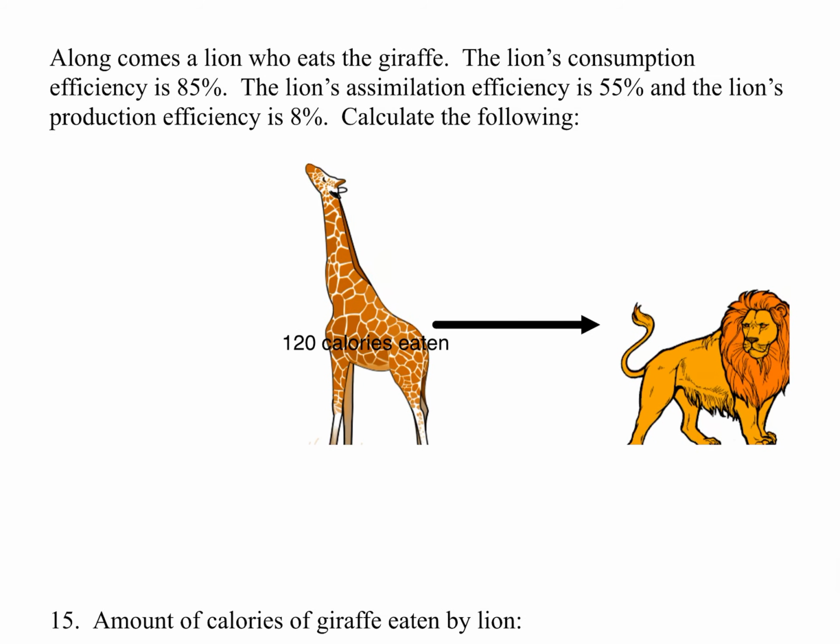Along comes a lion who's going to eat this giraffe. The lion's consumption efficiency is 85%, meaning it eats 85% of the 120 calories. The lion's assimilation efficiency is 55%. Remember, assimilation efficiency is both heat and lion biomass. And the lion's production efficiency is 8%. Remember, production efficiency is what becomes the lion's biomass.